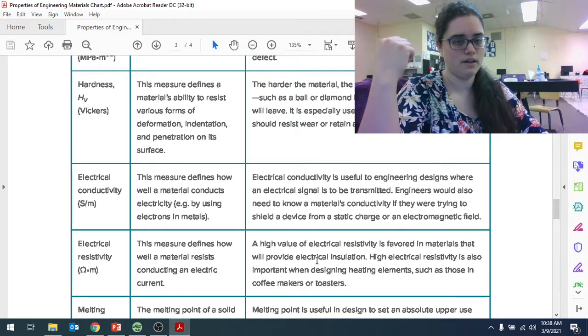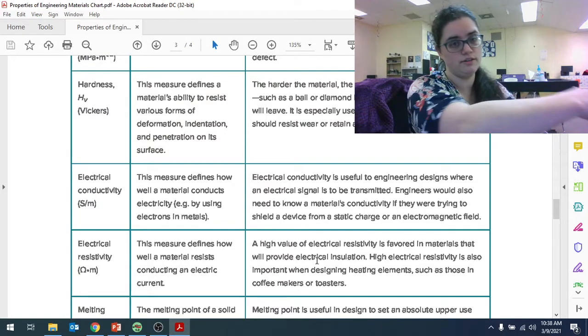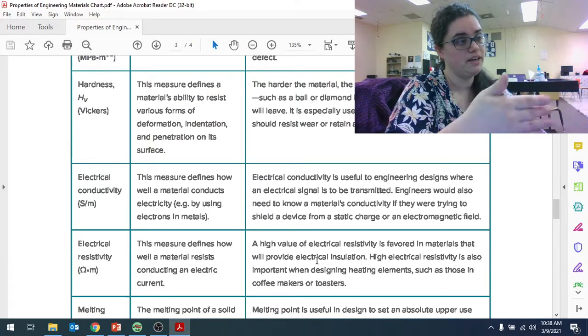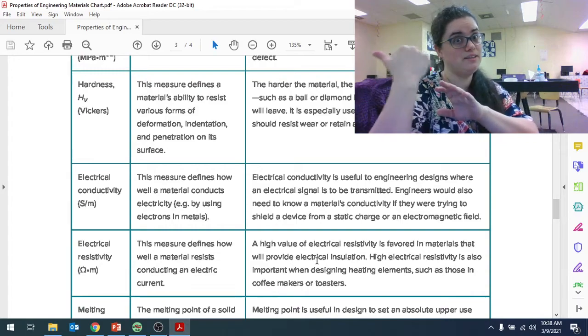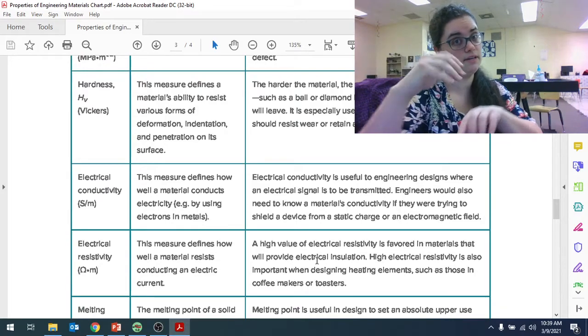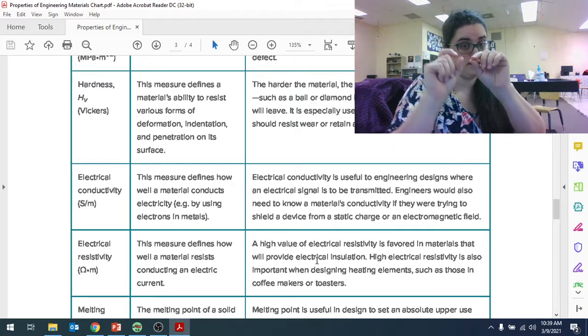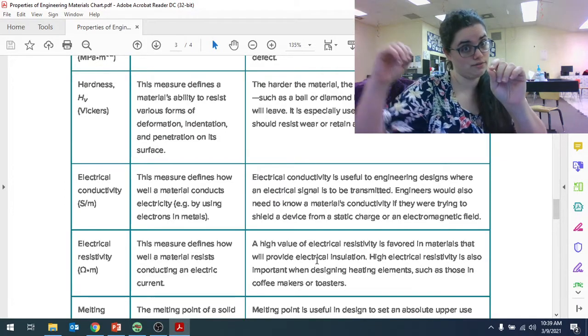So if I have conductivity, I want this energy to flow through it. That's good. If I know that I'm going to plug it into the wall and I don't need that much electricity, I'm going to need a bunch of stuff resisting it so that when I get to my little delicate components, it doesn't just fry the whole thing.